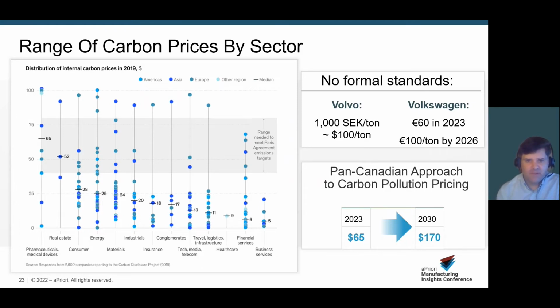You can see Volvo has stated they have an internal price of carbon of 1,000 Swedish kroner, which is about, the exchange rate has fluctuated a fair bit, but roughly about $100 a ton. Volkswagen has a current price in 2023 of 60 euros, but they're looking at increasing that over the next 3 years to about 100 euros per ton.